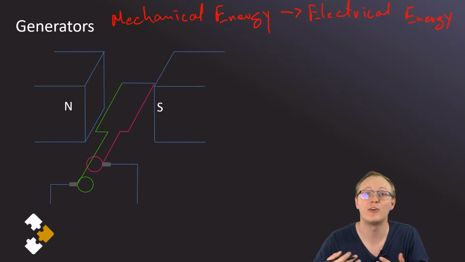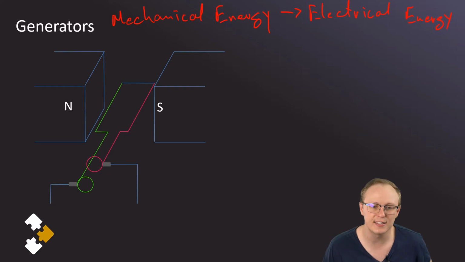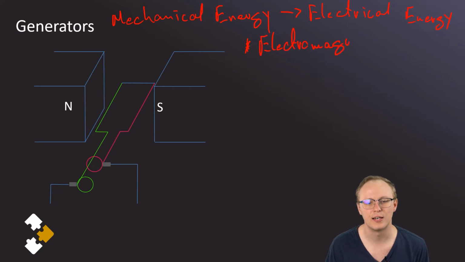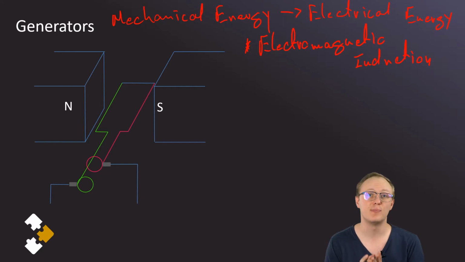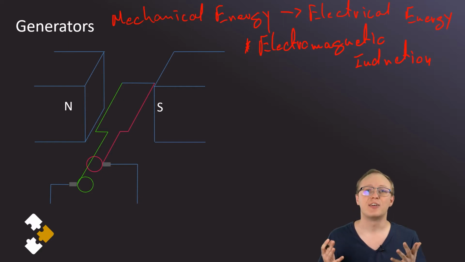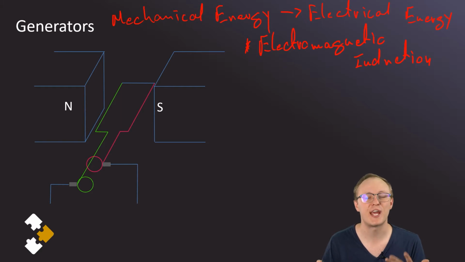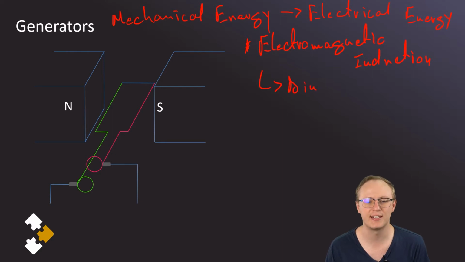Now the question is, how on earth does it do this? It does it through this principle that you might have heard about, which is electromagnetic induction. And then the question is, well, what needs to be present in order for electromagnetic induction to take place? And the answer to that is there has to be a change in magnetic flux. There's supposed to be a triangle that says delta. So there's got to be a change in magnetic flux.